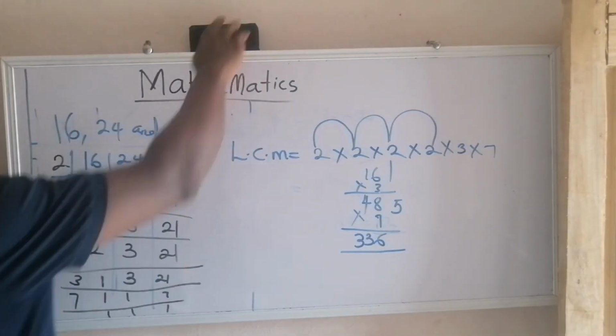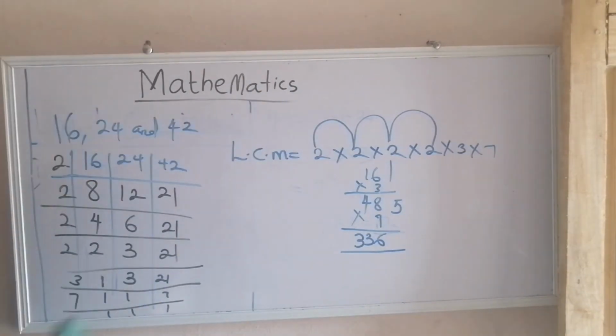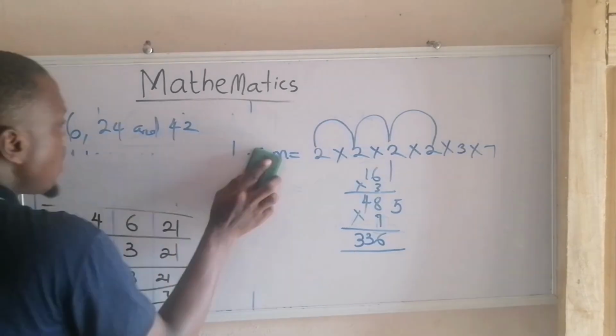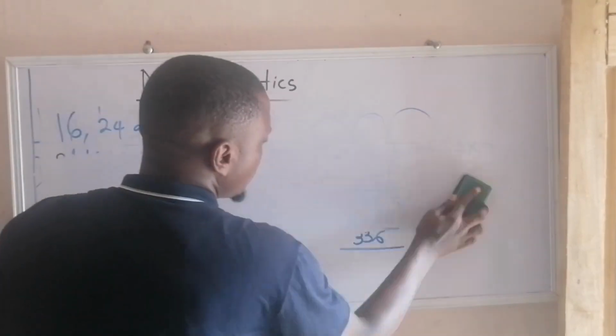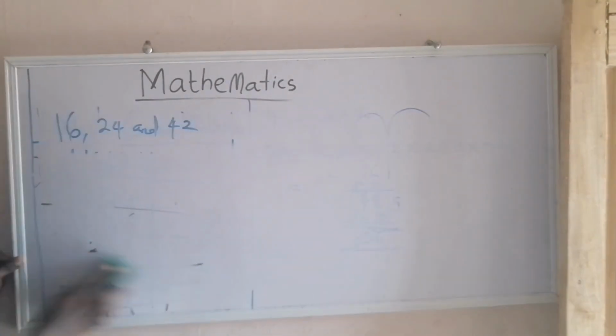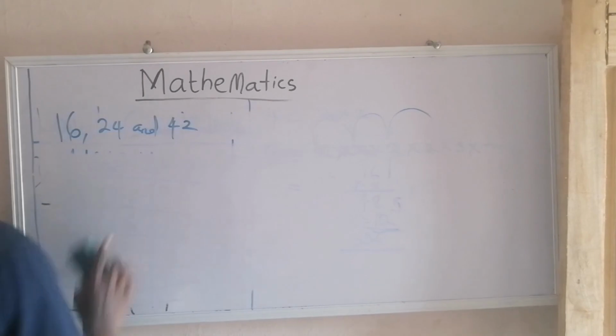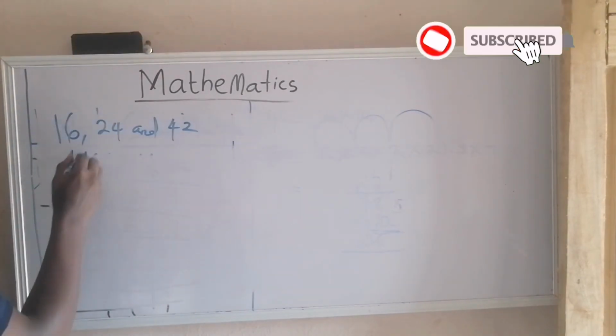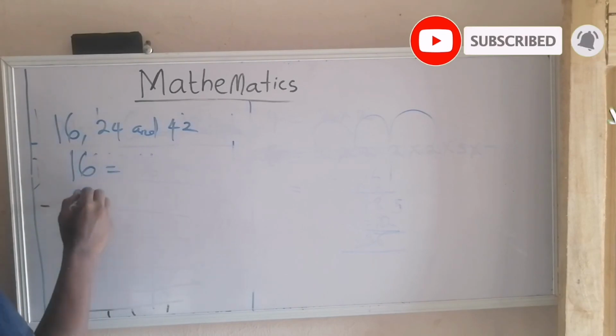So let's use the other method, which is your multiplication method, to solve this out. So I'm going to wipe this one from the board so that we can use our multiplication method. So how do you use your multiplication method to do your LCM? The first step, write out your numbers. You have your 16, you have 24, and you have your 42, right?